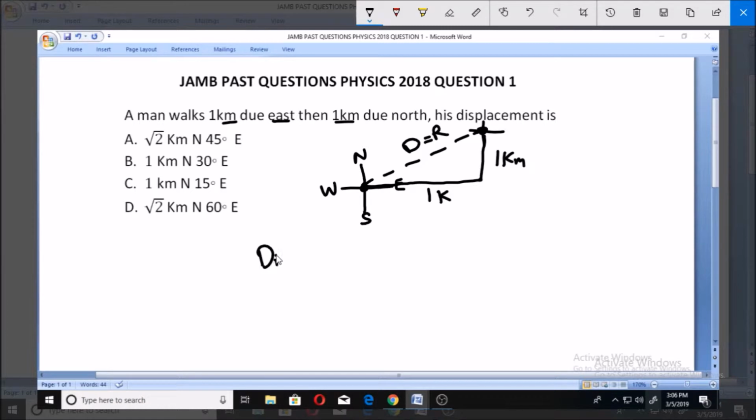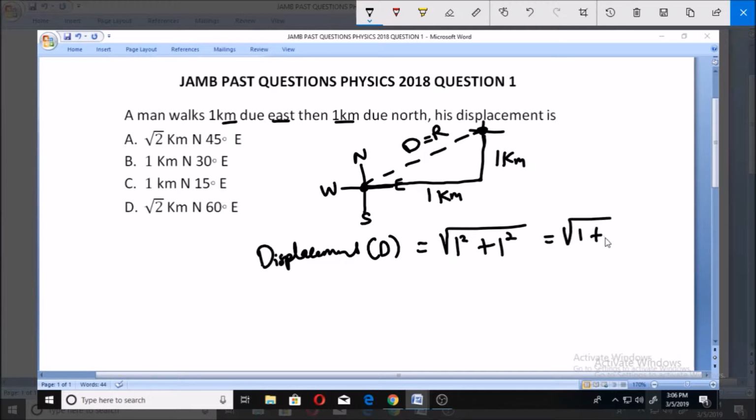Now this D, which we also call displacement, we can also call it R, is actually equal to, if you are given a right-angled triangle like this, and you are given these two sides, and you want to find this side, you can simply say that this side is equal to the root of what you have here squared, which is 1 squared, plus what we have here squared, which is another 1 squared. And this will give us root of 1 squared is 1 plus 1 squared is 1. So this will give us root of 2. So that is the distance. So you have root 2 kilometers is the distance.